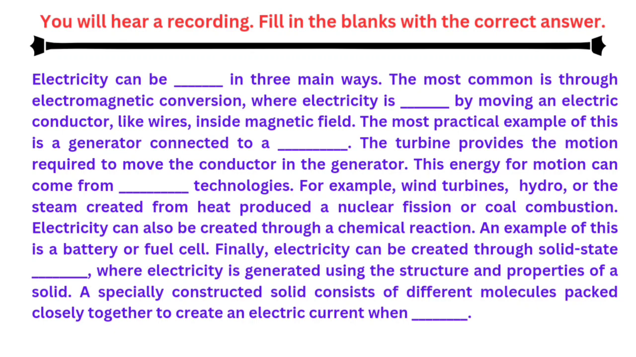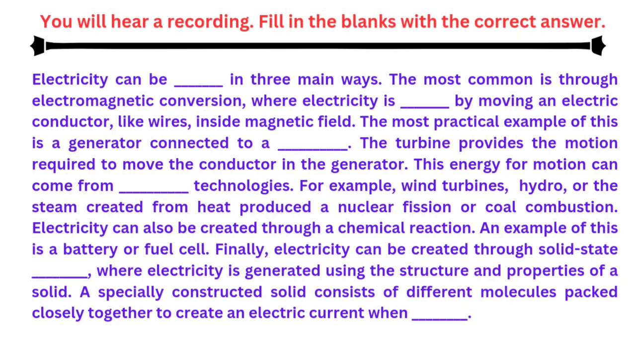Electricity can be created in 3 main ways. The most common is through electromagnetic conversion, where electricity is generated by moving an electric conductor, like wires, inside a magnetic field. The most practical example of this is a generator connected to a turbine. The turbine provides the motion required to move the conductor in the generator.